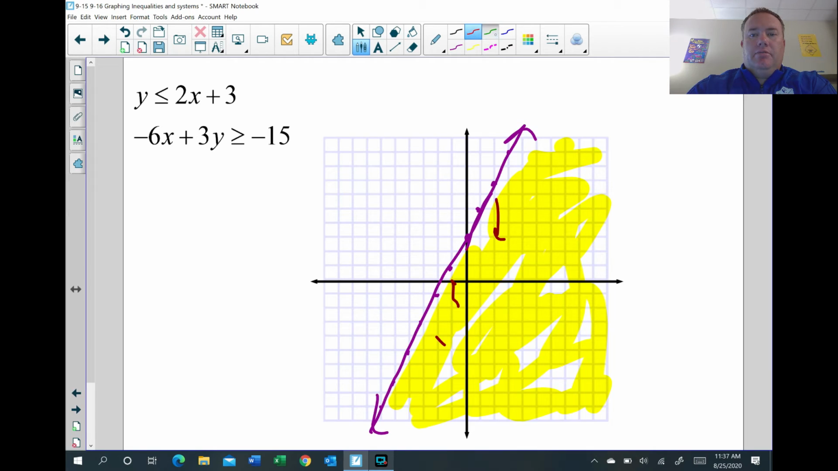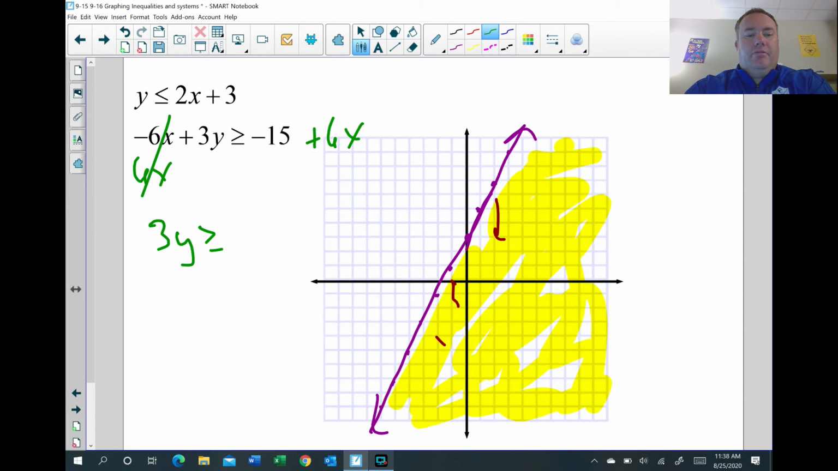And now we're going to graph the next one. Negative 6x plus 3y is greater than or equal to negative 15. As you can tell, we have an issue. It's not in slope-intercept form, so let's put it in slope-intercept form. So we're going to first get rid of the negative 6x by adding its opposite. Negative 6x plus 6x is 0. That's how we get rid of it.